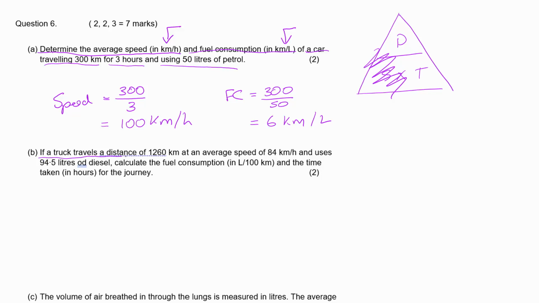If a truck travels a distance of 1,260 kilometers at an average speed of 84 kilometers per hour and uses 94.5 litres of diesel, calculate the fuel consumption in litres per 100 kilometers and the time taken in hours for the journey.